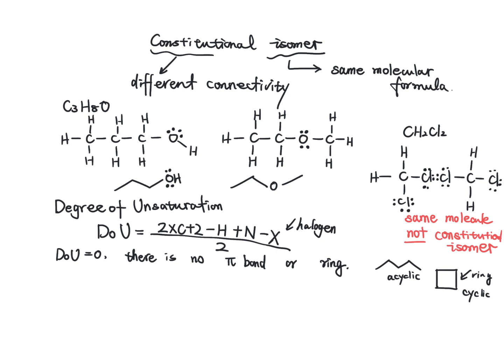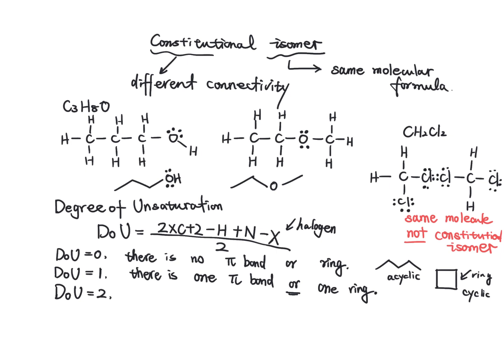And when you have a degree of unsaturation equal to 1, the scenario here is that in the molecule you are going to look at, there is 1 pi bond or 1 ring. So you will see either a pi bond or a ring inside this molecule that satisfies a degree of unsaturation equal to 1. If we have a degree of unsaturation equal to 2, there will be 3 scenarios.